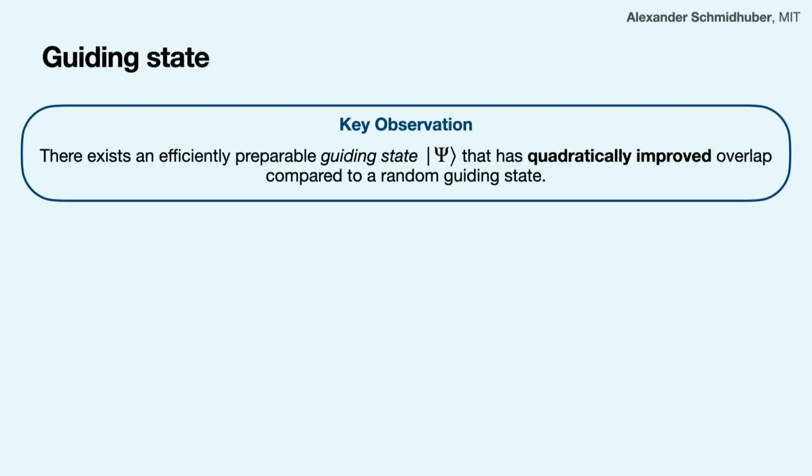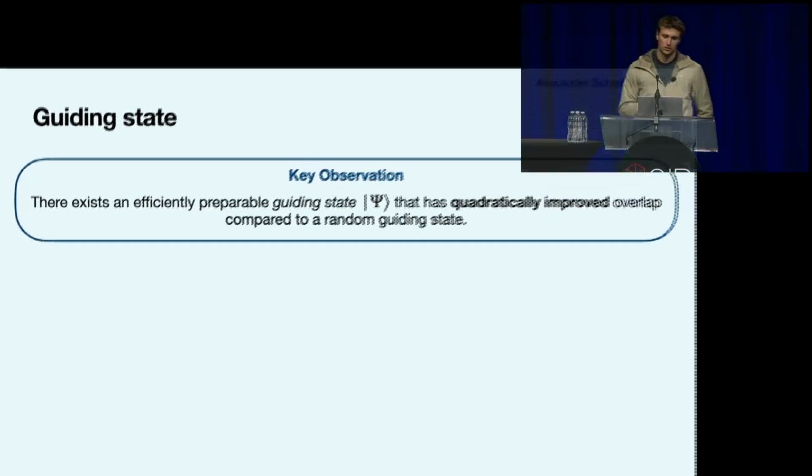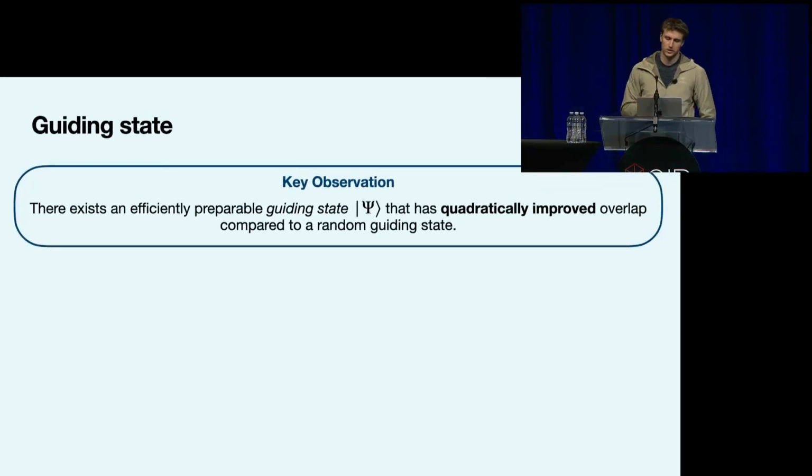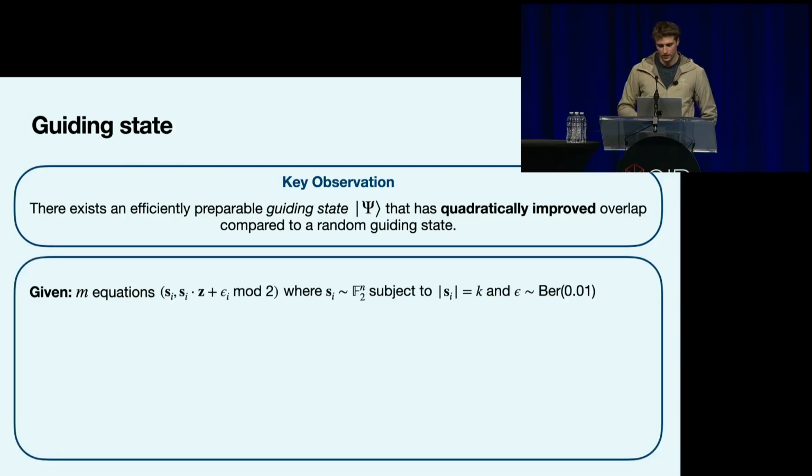Okay, so that's the Hamiltonian. What about the guiding state? Again, the key observation that gives us the speedup is that for this Kikuchi method, for this Kikuchi matrix, there exists a guiding state that has quadratically improved overlap with the ground state of the Kikuchi matrix, quadratically improved over a random state. And I'll give you some very brief intuition for what this guiding state looks like.